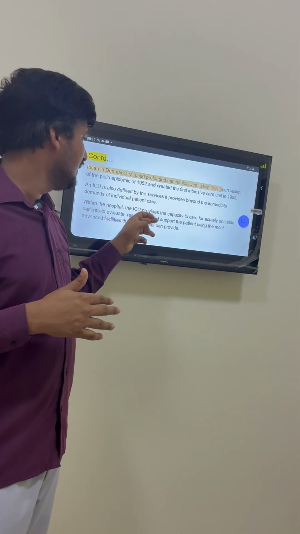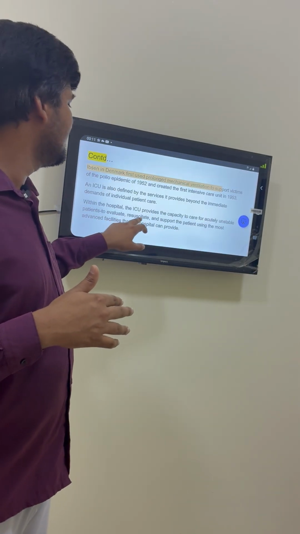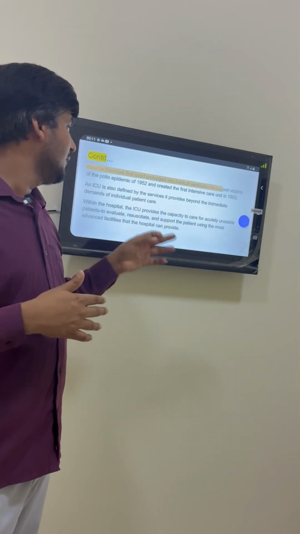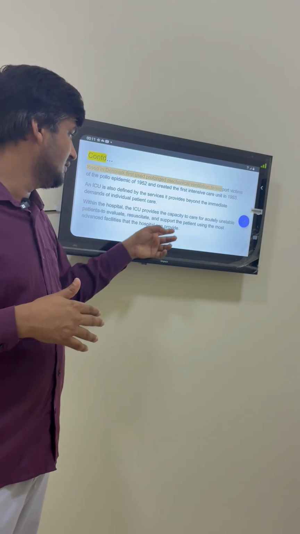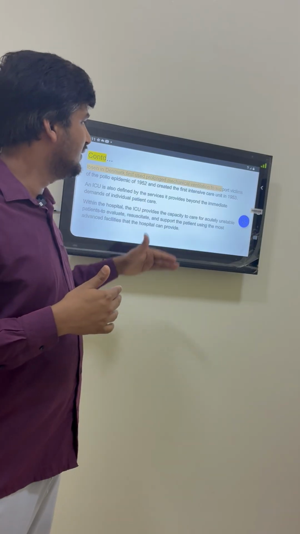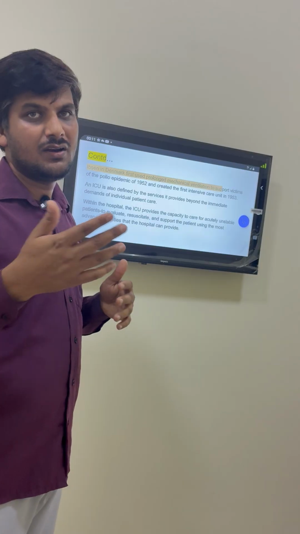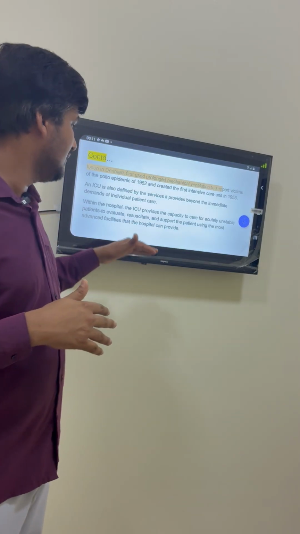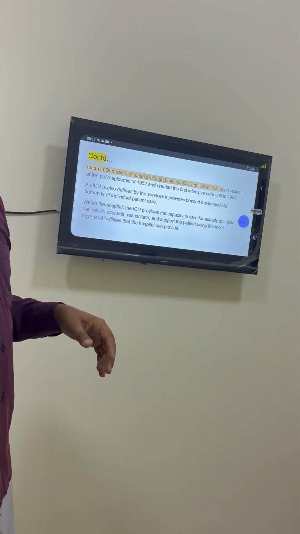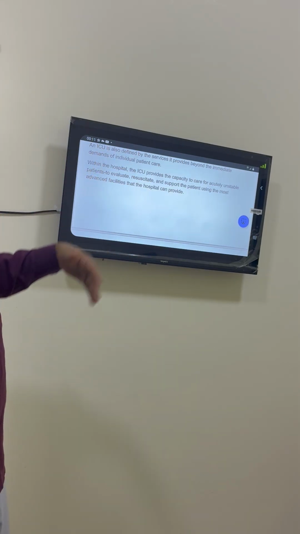Then within the hospital, the ICU provides the capacity of care for acutely unstable patients to evaluate and resuscitate. Even if a patient has a cardiac arrest, there will be a specialized team to take care of this, and advanced facilities will be there. In the further clips we can see all the equipment we are using, and later in the session we can see the medications. After the initial resuscitation, the individual requirement will be fulfilled here.